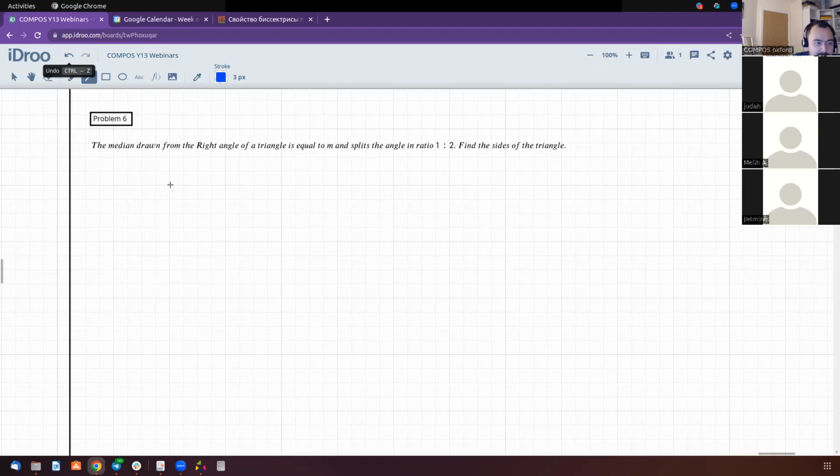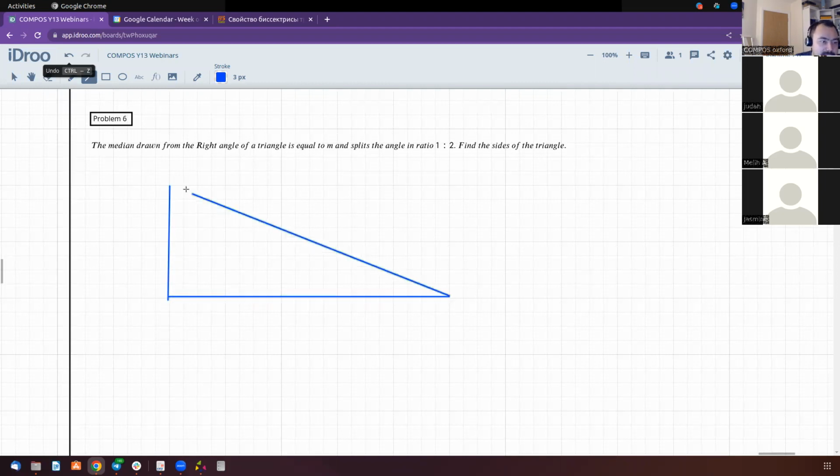Okay, so we start from drawing a diagram. And the median drawn from the right angle, so the median drawn from here, equal to m, and splits the angle in proportion of 1 to 2.